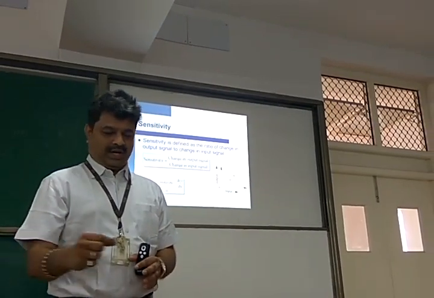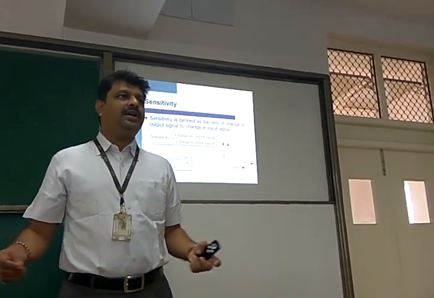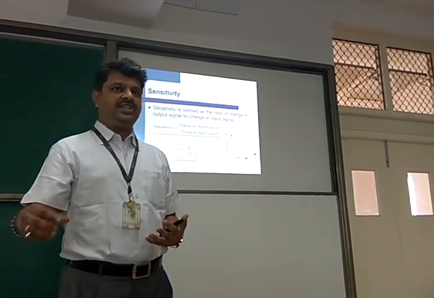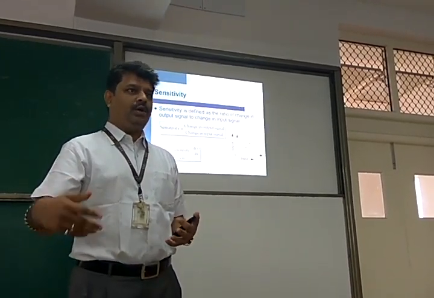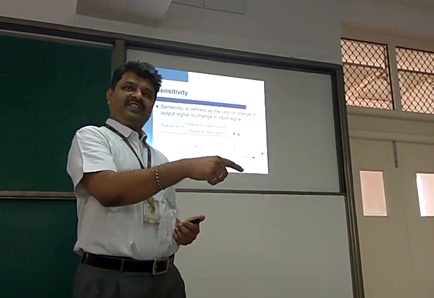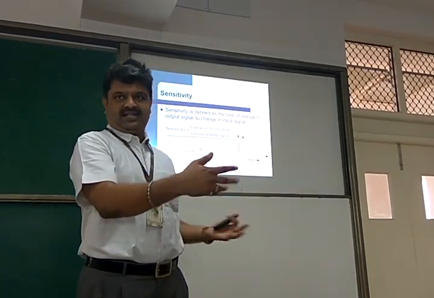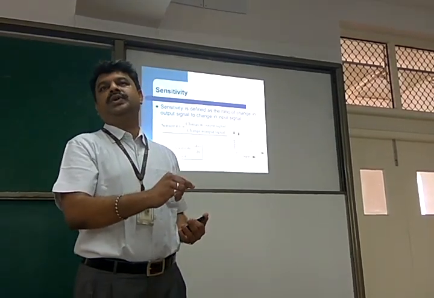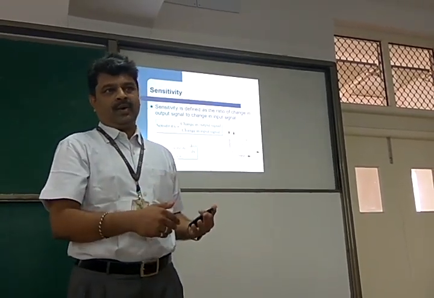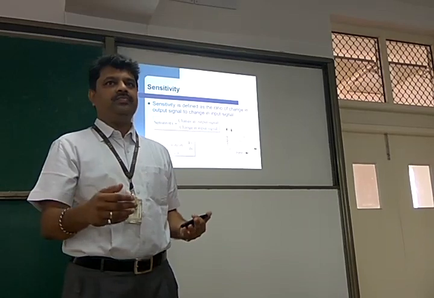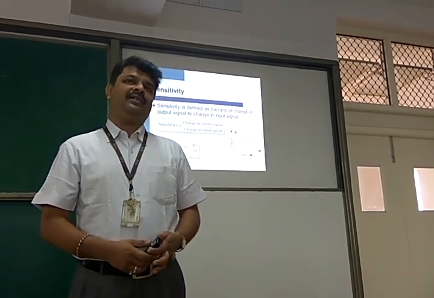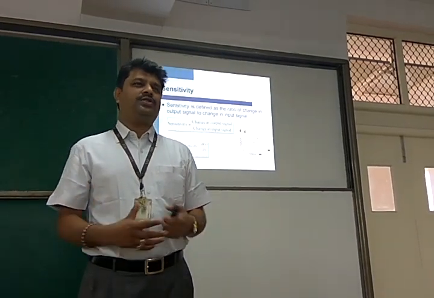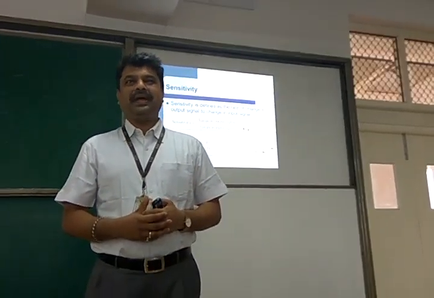Why? Now it is atmospheric pressure. You give 1 psi extra. That means delta P, the change in input signal, is 1 psi in both cases. In the first case, delta Y, the change in output, is 5 degrees. In the second case, it is 2 degrees. So 5 divided by 1 is 5. 2 divided by 1 is 2. So 5 is having higher sensitivity. Would you like to have a highly sensitive instrument or a low sensitive instrument?